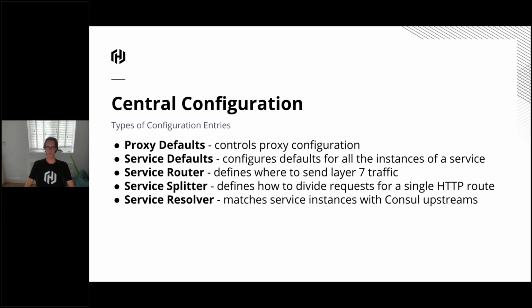So what are the types of configuration? What are the ones that we're going to look at today? We're going to look at proxy defaults. That allows you to control proxy configuration, defining the protocol for layer 7 capabilities, HTTP, gRPC, defining service defaults, so things like your metrics and your tracing configuration. You can configure that globally in central config.